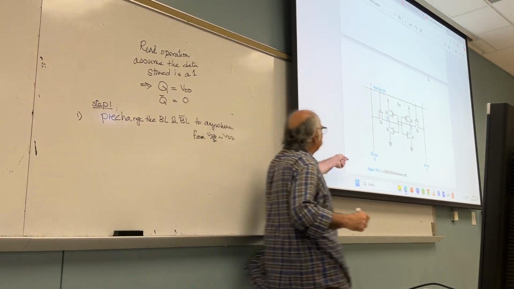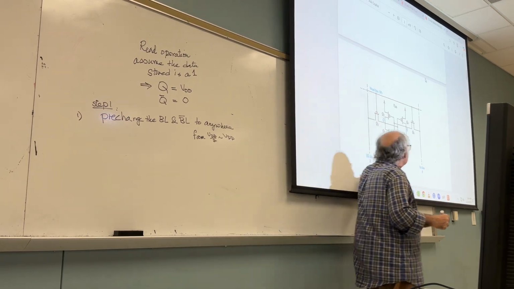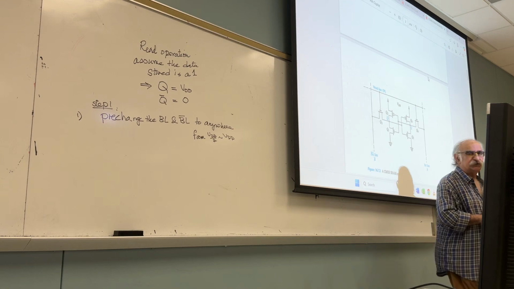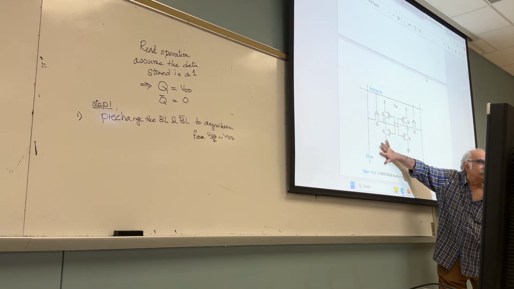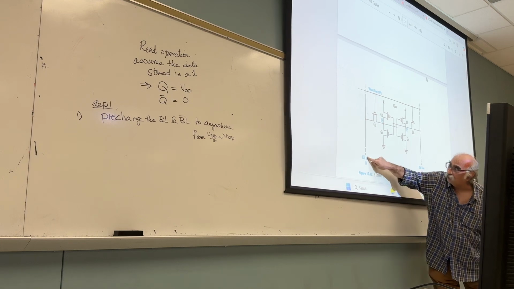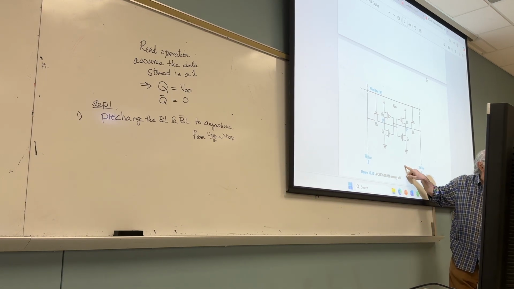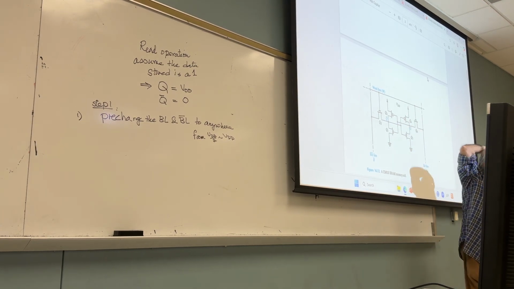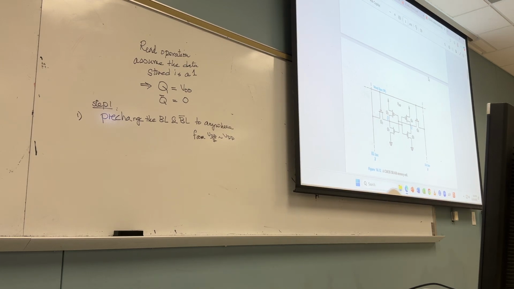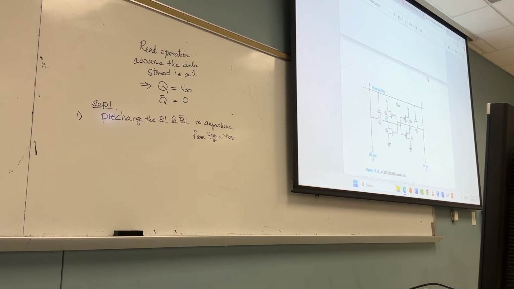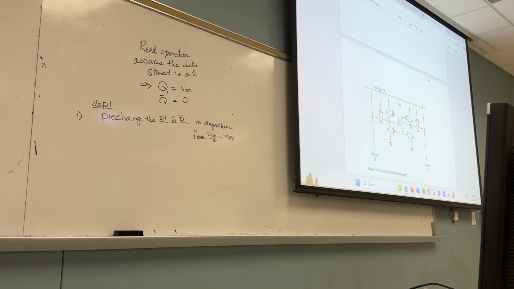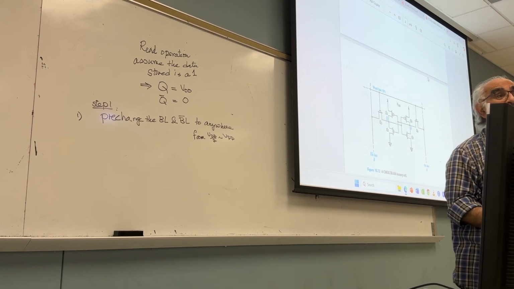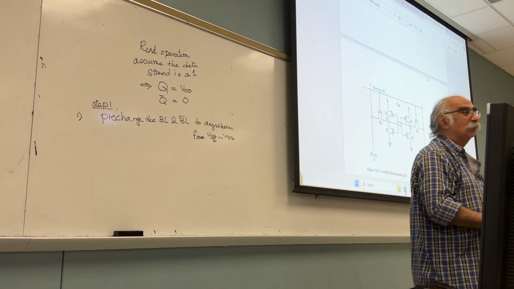So what is the voltage here? VDD. What is the voltage here? VDD. Question, by the way. Are there cells below this one? All the cells in a column are connected to the same bit lines, but they are connected to different word lines. Keep that in mind. One more time. All the cells in a row are connected to the same word line, but they are connected to different bit lines. All the cells in a column are connected to the same bit lines, but to different word lines. Clear so far?